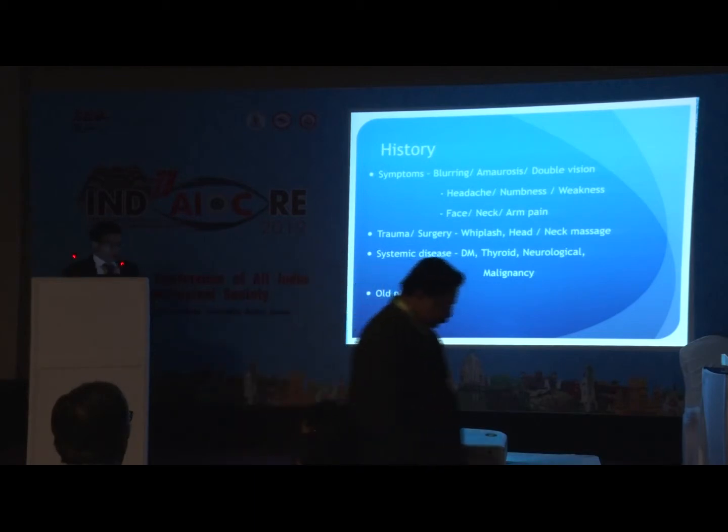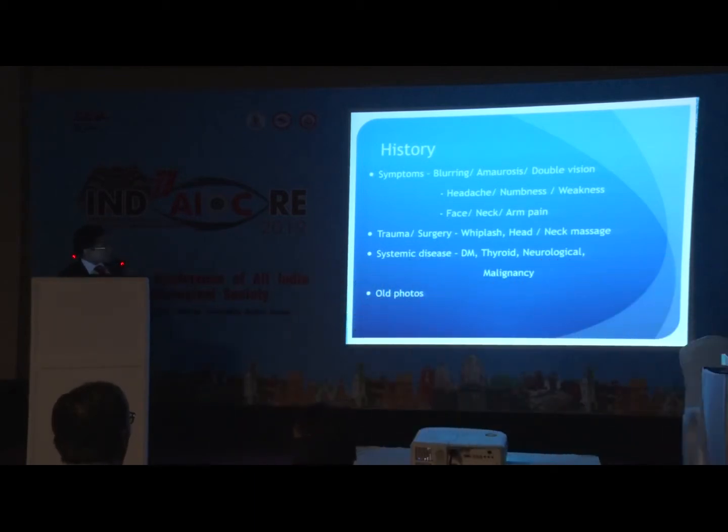Just like in any case, history is very important. You can ask for history of blurring of vision, double vision, other associated pathologies, other cranial nerve involvement, headache, numbness, face, neck, and arm pain, all of which give us clues regarding the etiology of the problem. Any history of trauma, whiplash, and now of late, as you know, head and neck massage is getting more and more popular, and we can probably read in newspapers about cases after a head or neck massage, people getting problems like a stroke and things like that. So these are different types of etiologies that can present to us.